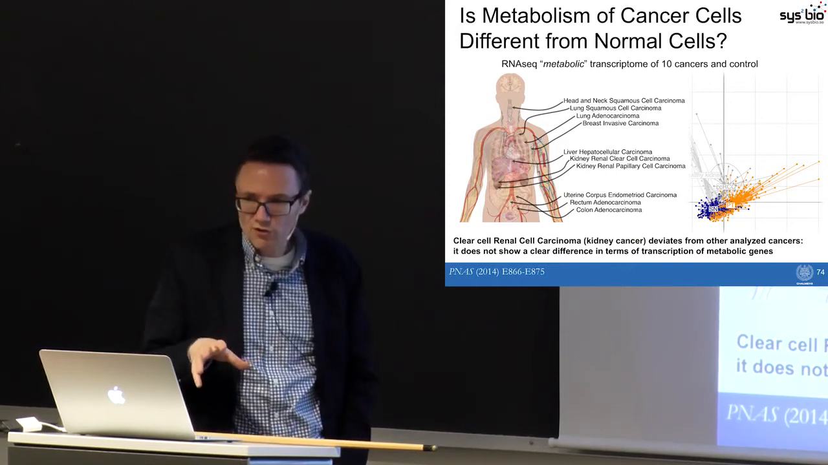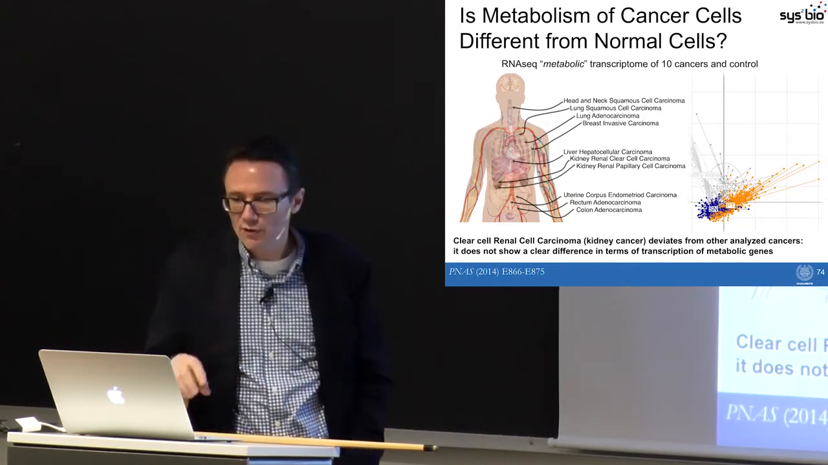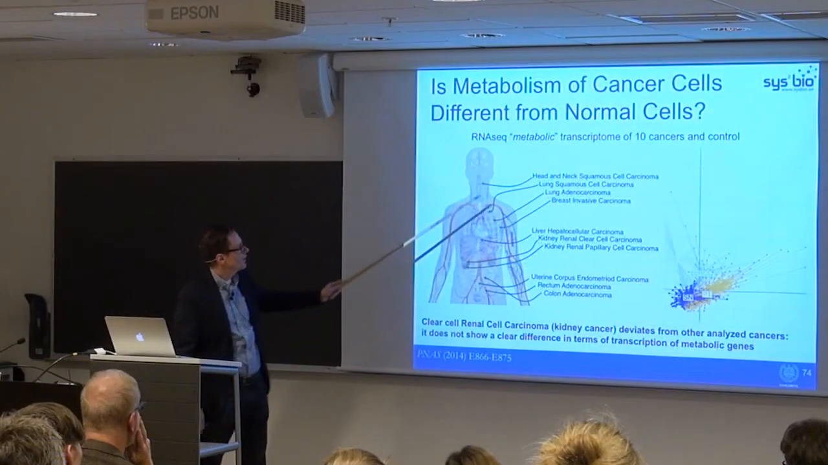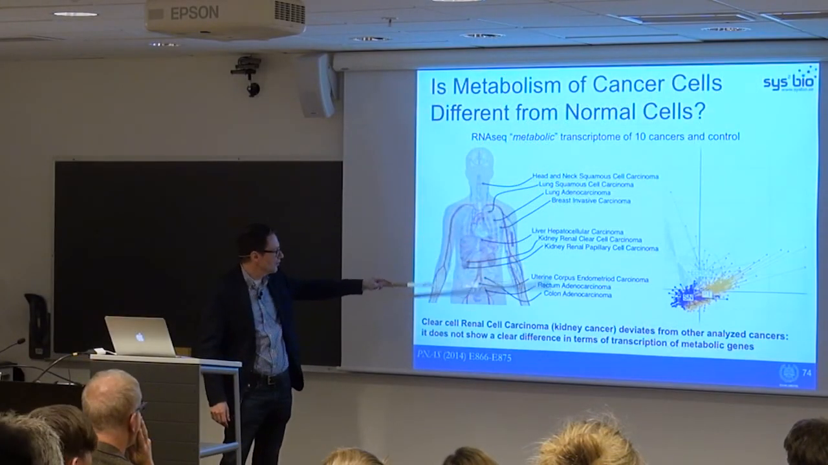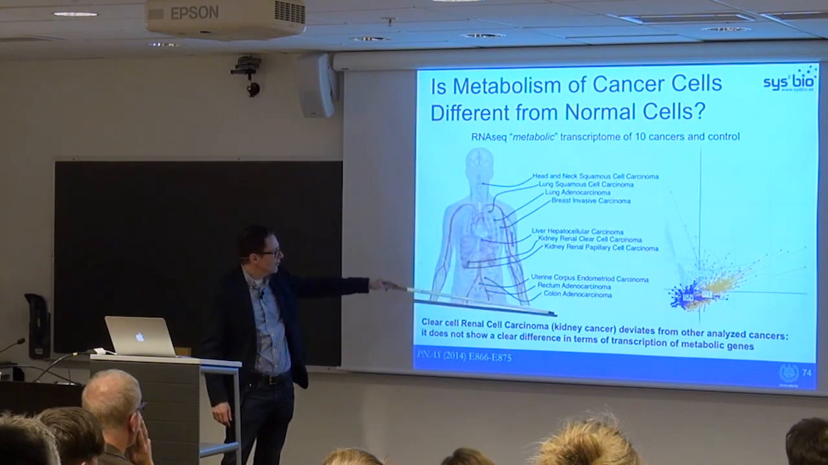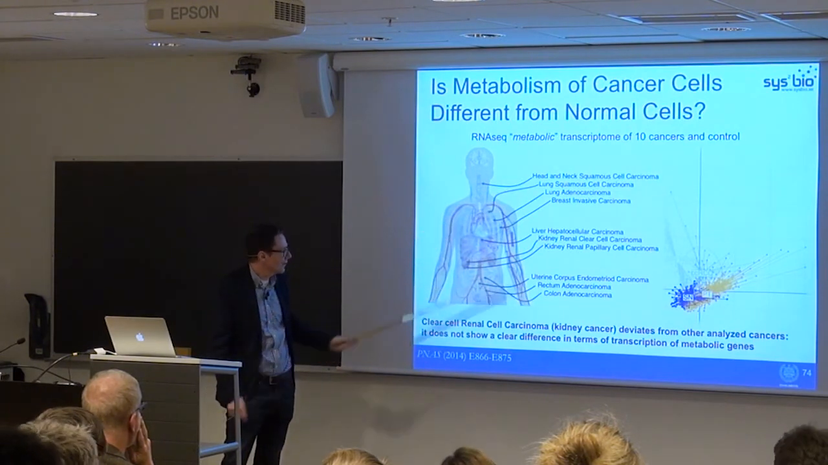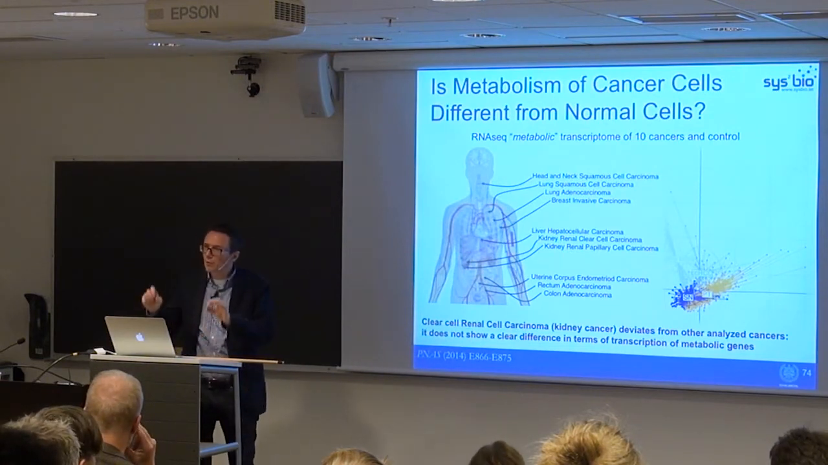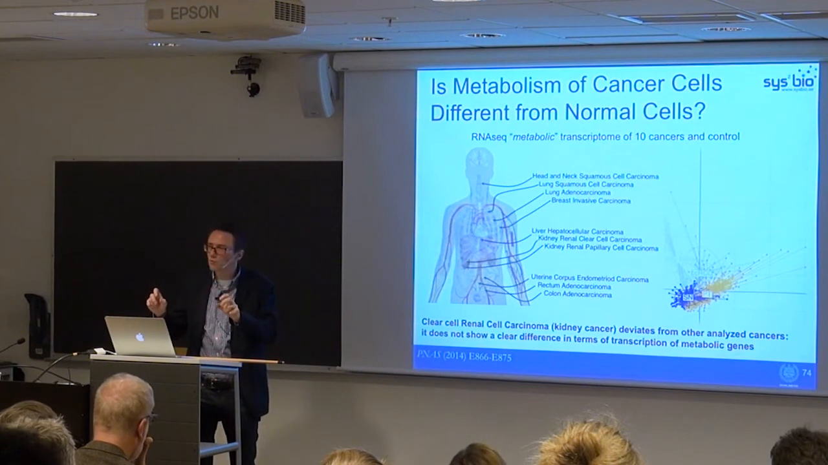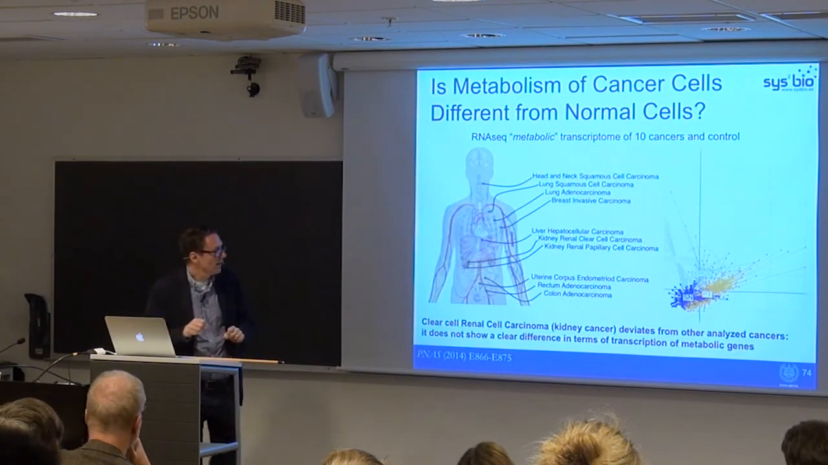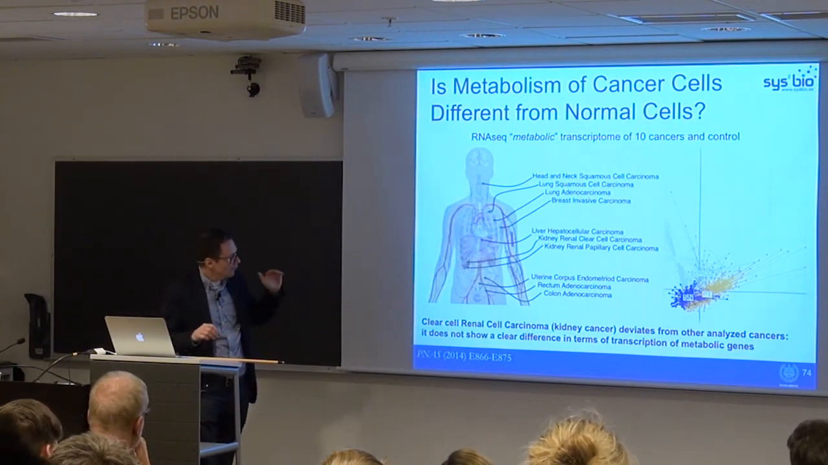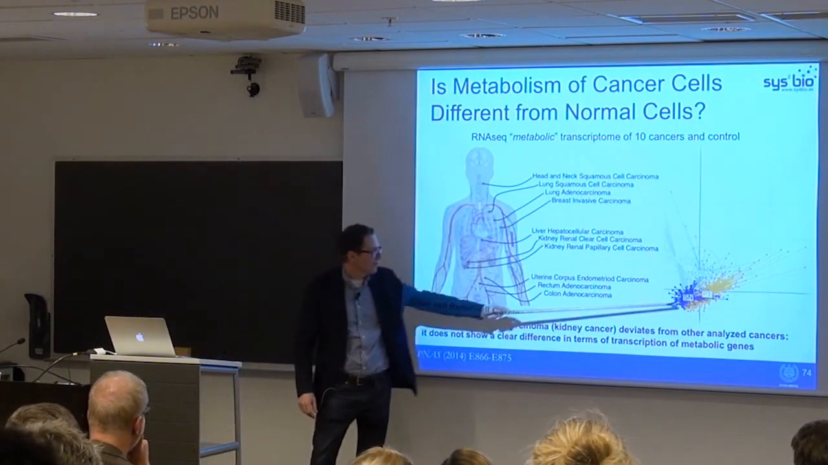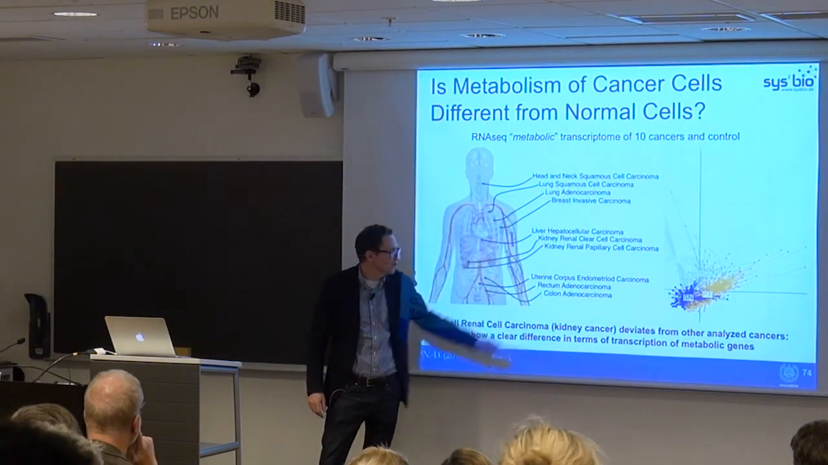So we were also interested to look into whether metabolism of cancer cells is different from normal cells. For that study, we took data from the Cancer Genome Atlas for 10 different cancers. The nice thing about these data is that they are RNA-seq data from both the tumor as well as from the healthy tissue from the same patient. And so therefore we could begin to look at what is the difference between the healthy tissues and the tumor tissue.